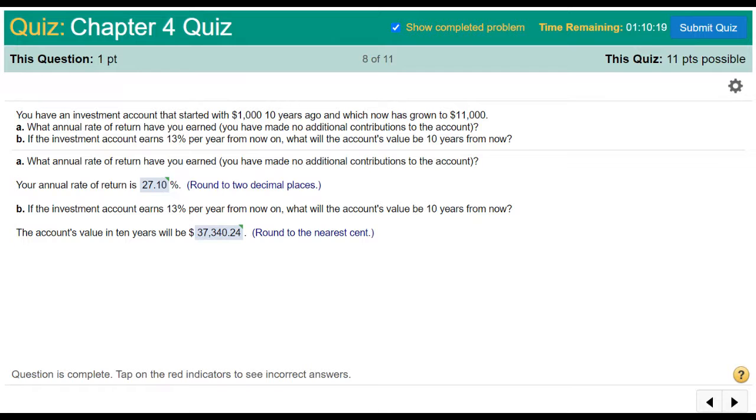Now, this is where the mistake happens. It says if the investment account earned 13% from now on, what would be the value 10 years from now? So we're going to use this money to get the future value of this. So N equals 10, IY equals 13, payment is 0, present value is 11,000. Compute for future value, and it's 37,340.24.